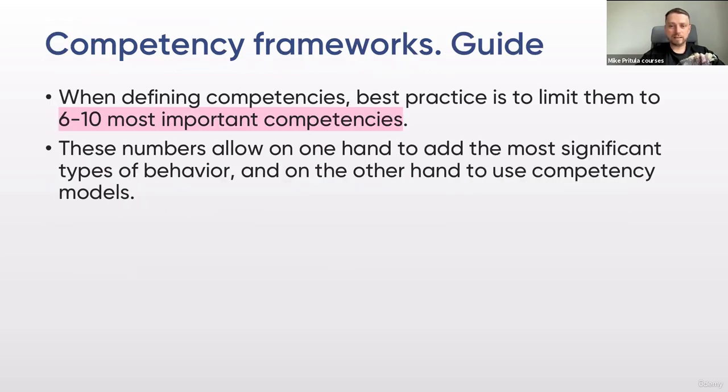Next, when defining competencies, best practice is to limit their number to 6 to 10 of the most important competencies, with 10 being quite a lot. Some companies describe that many. In principle, the fewer the better, as it's easier to evaluate, develop, and work with them later. For example, if you choose 8 competencies, you need to assess all 8 during an interview.